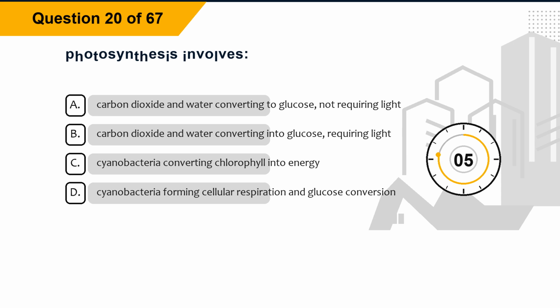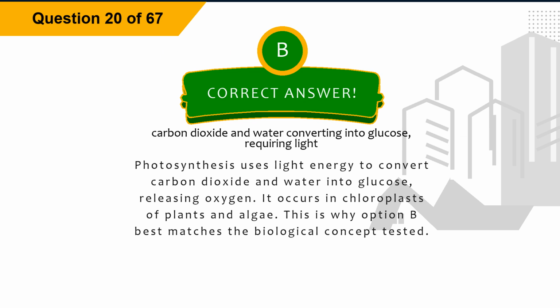Option D, cyanobacteria forming cellular respiration and glucose conversion. The correct answer is option B, carbon dioxide and water converting into glucose, requiring light. Explanation. Photosynthesis uses light energy to convert carbon dioxide and water into glucose, releasing oxygen. It occurs in chloroplasts of plants and algae. This is why option B best matches the biological concept tested.